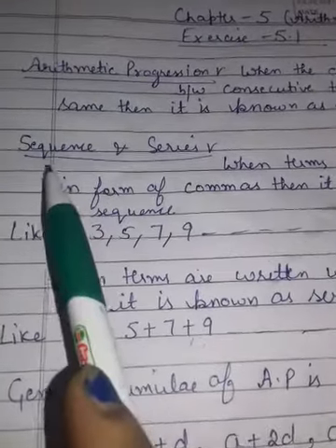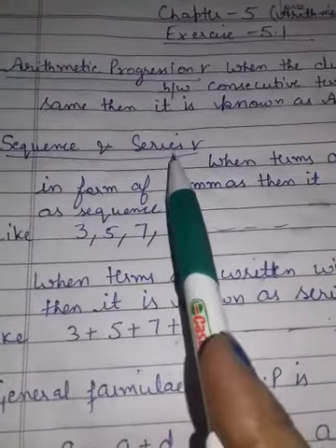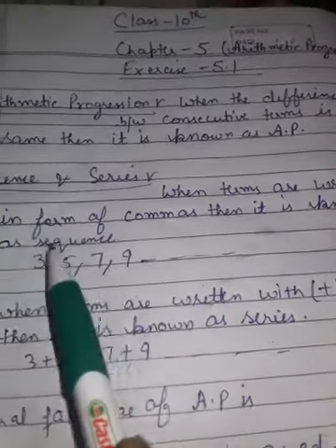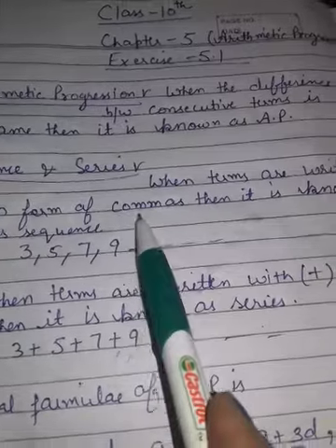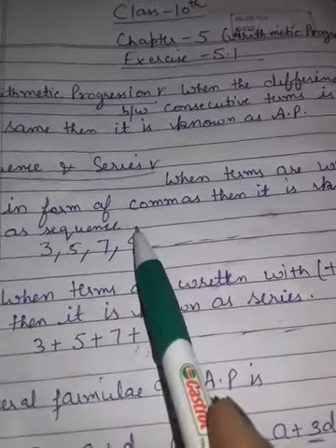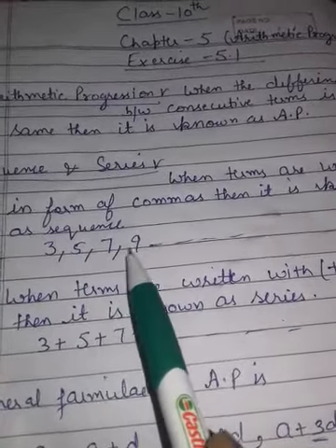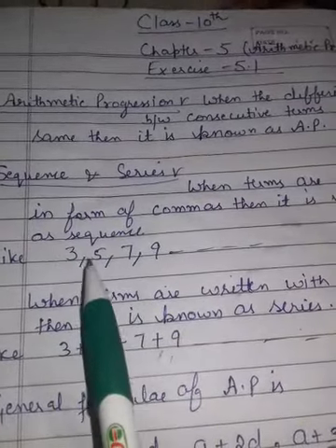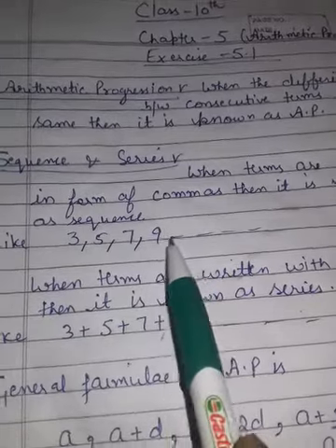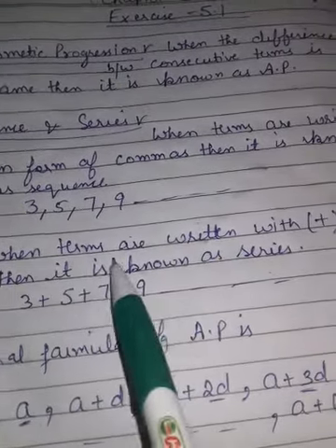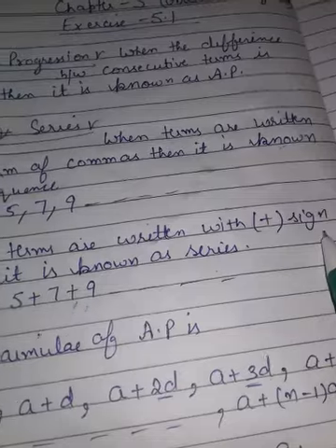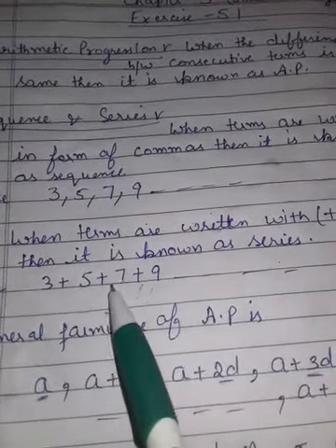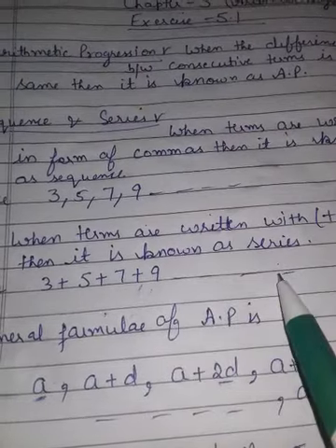Now, I will clear the difference between sequence and series. What is a sequence? When terms are written in the form of commas, like 3, 5, 7, 9, it is known as a sequence. But when terms are written with a plus sign, like 3 + 5 + 7 + and so on, it is known as a series.